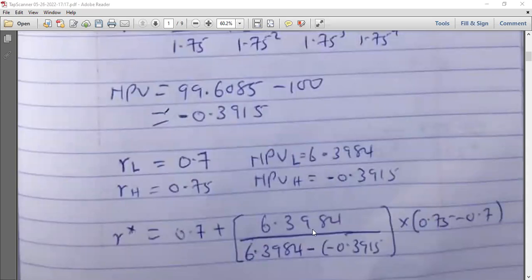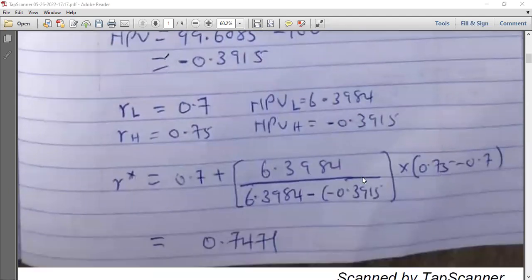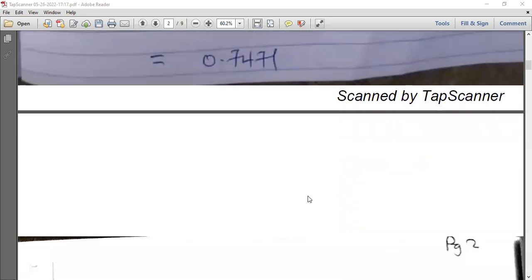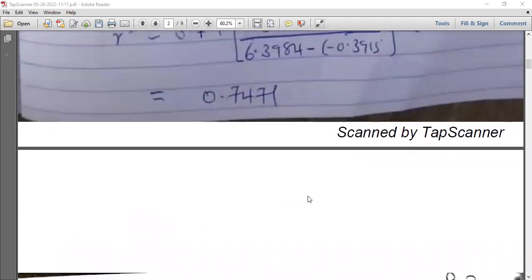I forgot to write the formula, but I hope you guys have it. So you just have to insert the values. 0.7 is RL, the lower interest rate. This is the NPV for the lower interest rate. This is the NPV for the higher interest rate. This is the higher interest rate minus the lower interest rate. So you just need to simplify this, and I got 0.7471. So this is going to be the IRR, the internal rate of return.